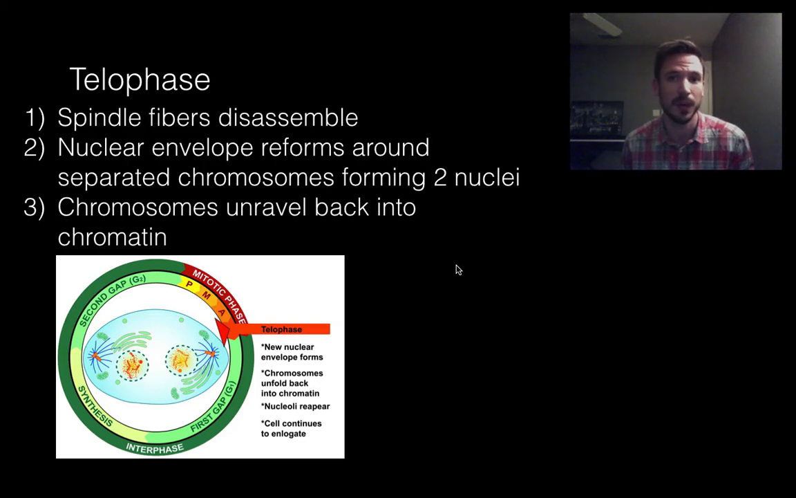The only difference now is now we need two. So the nuclear envelope is going to form around the separated chromosomes, now forming two nuclei. We'll have one nucleus around the ones that went to the left, one nucleus around the ones that went to the right. And then finally, those chromosomes that we had packed up, those are going to unravel back into that crazy spaghetti-like that we saw before called chromatin. So we're going to unravel them because we don't really need them organized anymore.